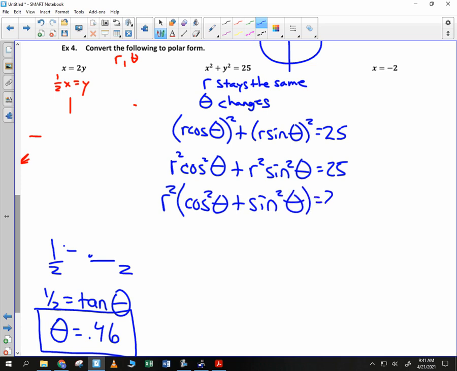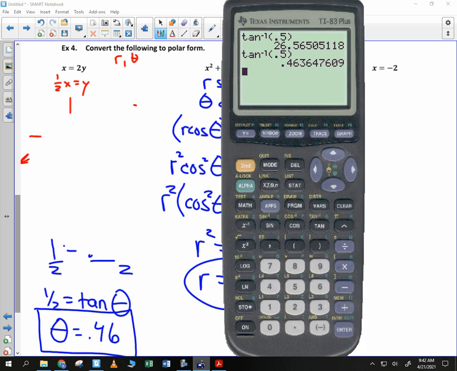Very good. So Abby sees right here that sine squared plus cosine squared is 1. So what are you left with on the left-hand side? R squared. What are you left with on the right-hand side? 25. So R is equal to 5. So notice in this one the theta disappeared and you're left with R. So the polar form of this equation is simply R is equal to 5.